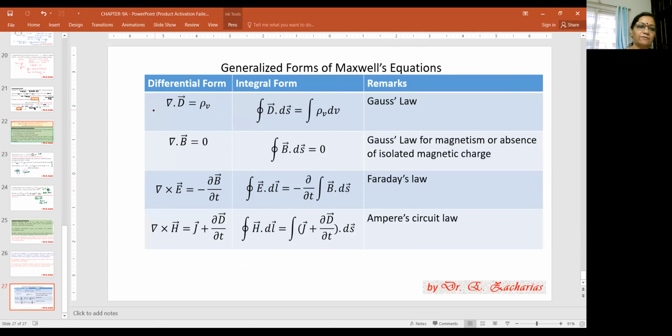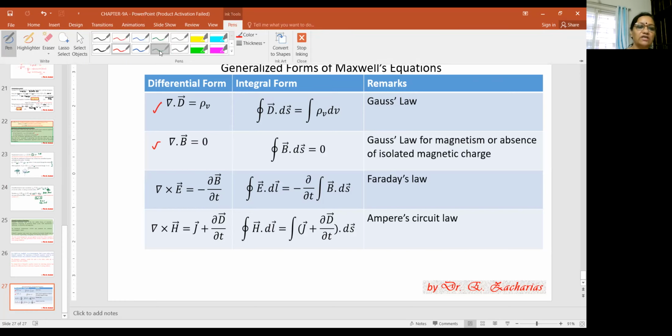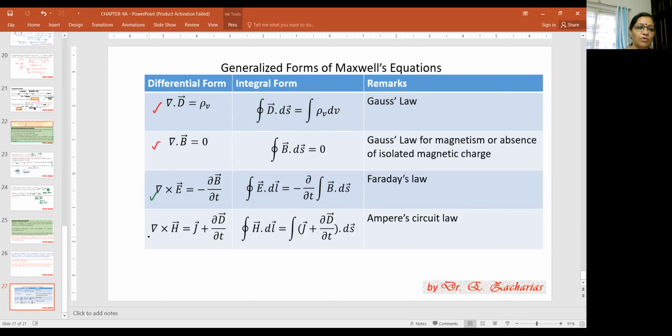And you can see that the first 2 equations do not change in static condition and in dynamic condition. That is Gauss law for electrostatics and Gauss law for magnetism. Both of them remain the same even when we come to dynamics. But then there are 2 curl equations that you are having. The 2 curl equations will get modified.